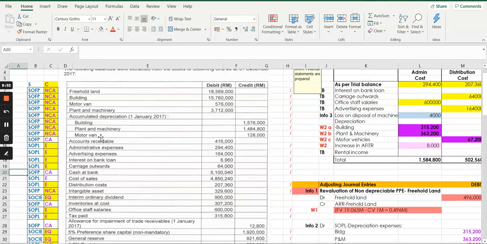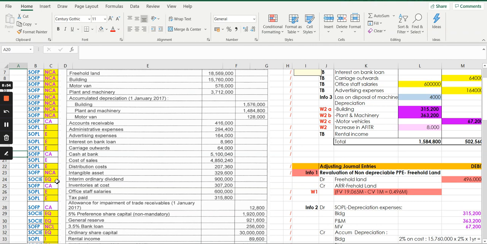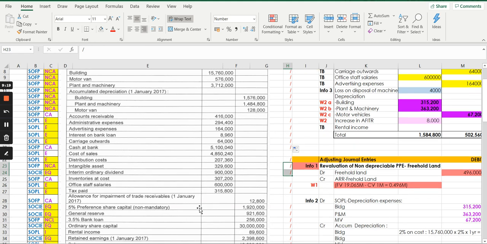And if you check in your trial balance, you have another dividend given here. If you go to this section, there is an interim dividend. So this is the dividend that you have already paid during the year, and that has already been recorded as your deduction to your profit. This is the distribution of the profit. So let's see how we adjust for that.